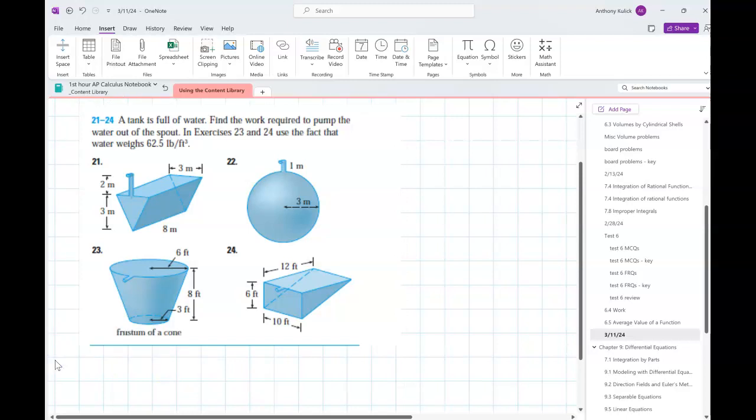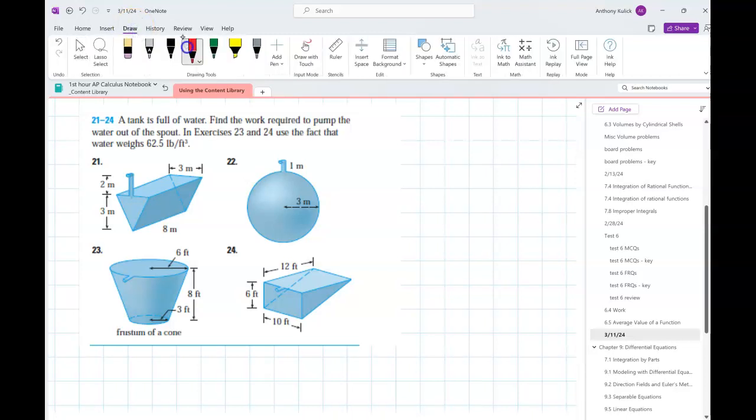A tank is full of water. Find the work required to pump out of the spout. It says to use the fact that water weighs 62.5 pounds per cubic foot, only for 23 and 24 because they give you it in feet. Okay, all right.